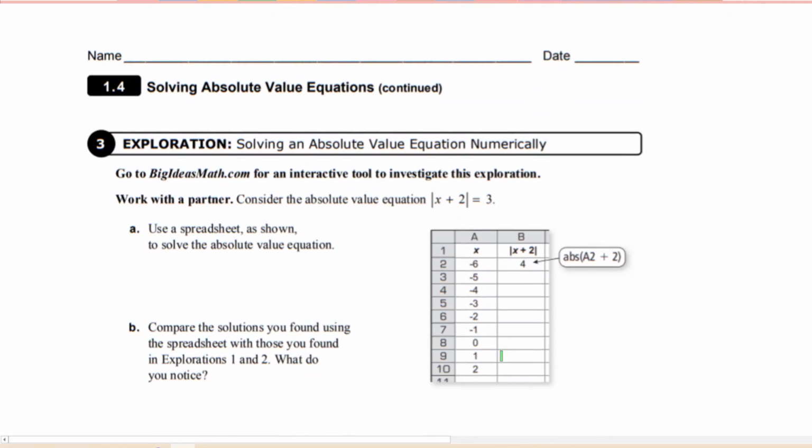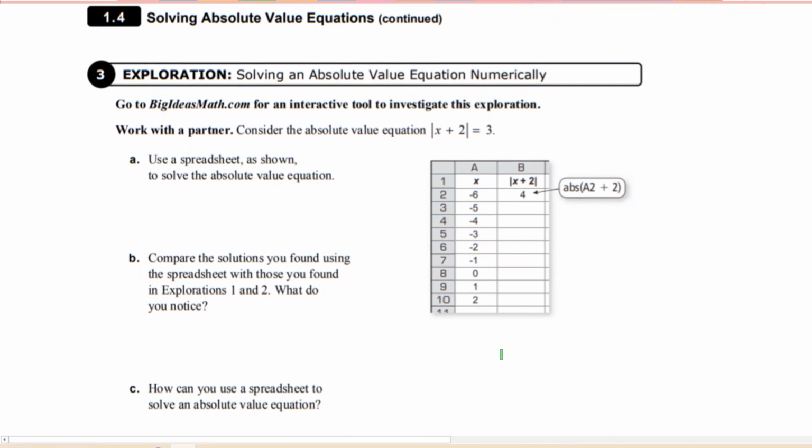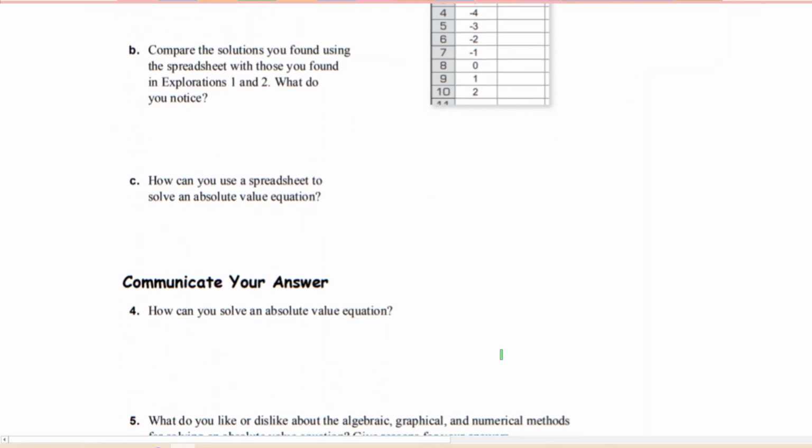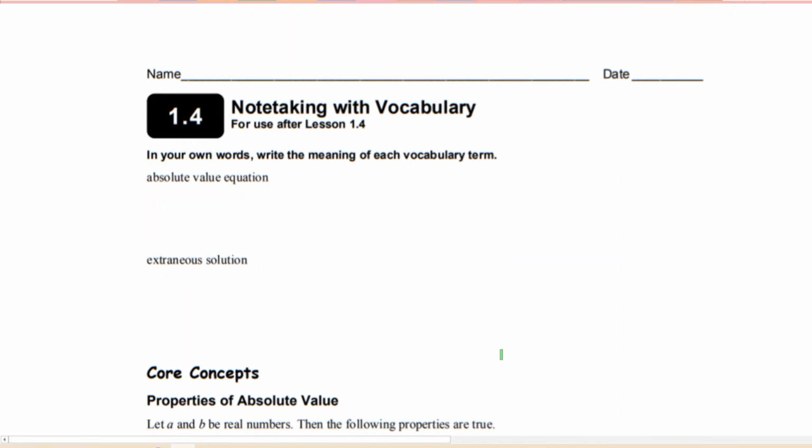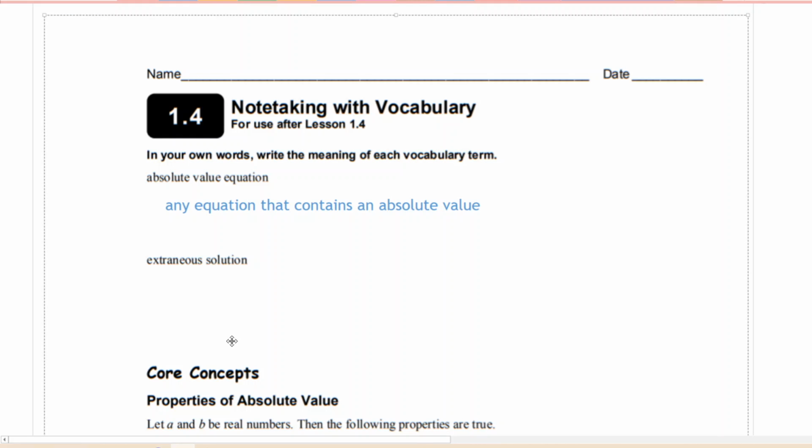Okay, and exploration 3 we're definitely going to skip, and we're ready actually for the rest of these note-taking things. Absolute value equation, that's any equation that contains an absolute value. Now, extraneous solution, that's a little bit more difficult to define. That's going to be a solution that's true algebraically, but it's not true realistically.